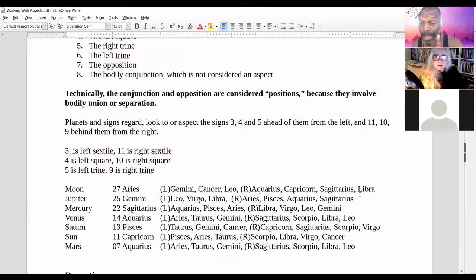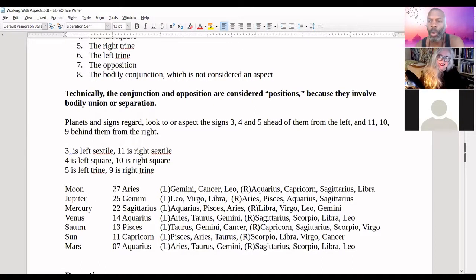Now, how do I find out if it's an applying aspect or a separating aspect? The faster planet has to be at a lower degree of longitude. Look at where my moon is here. My moon is at 27 degrees. The moon is the fastest planet, which is the other reason I said make sure you have that list of who can apply to whom, right? So make sure you have that list available as well.